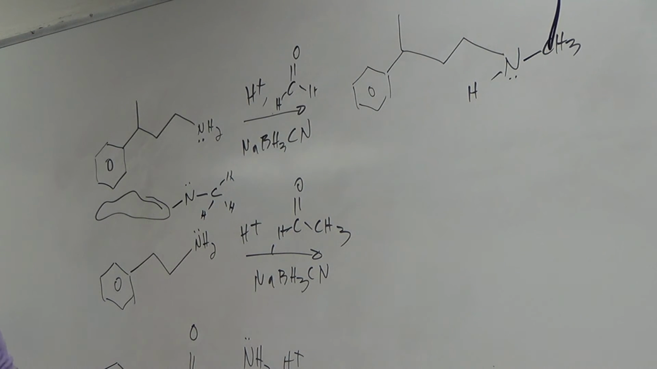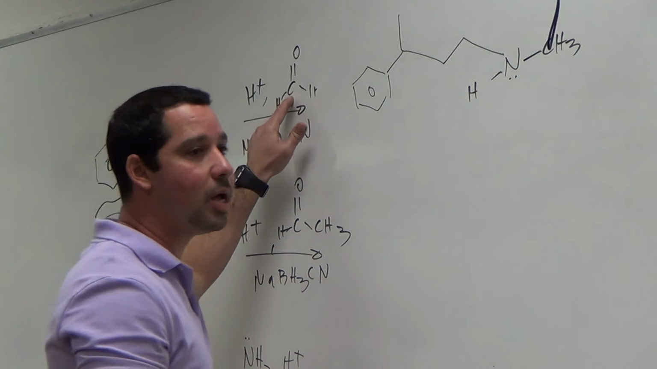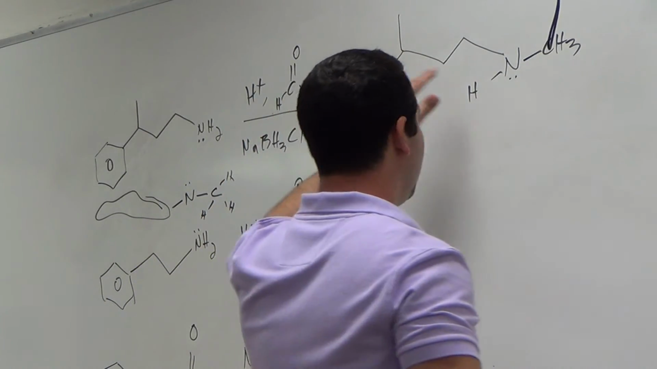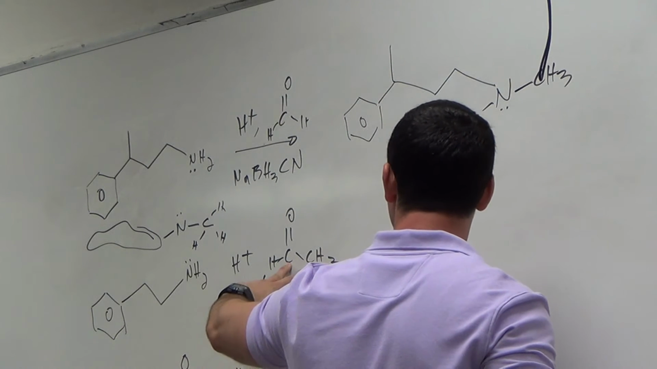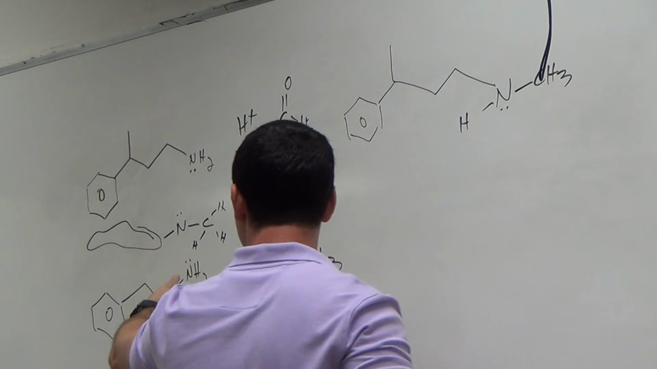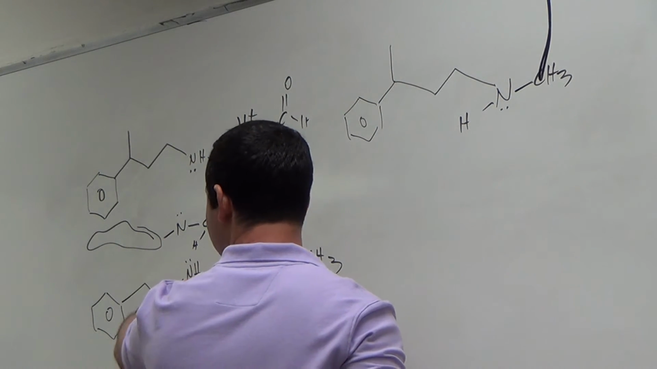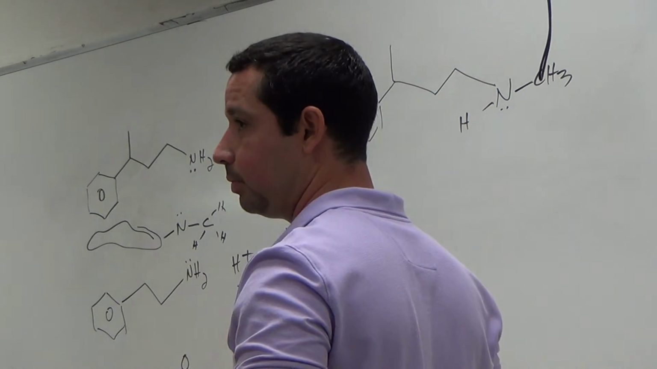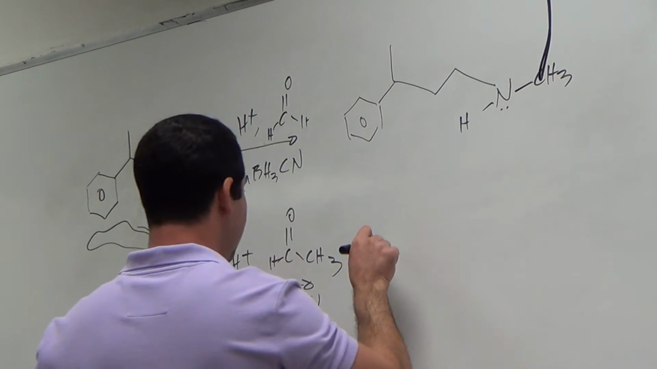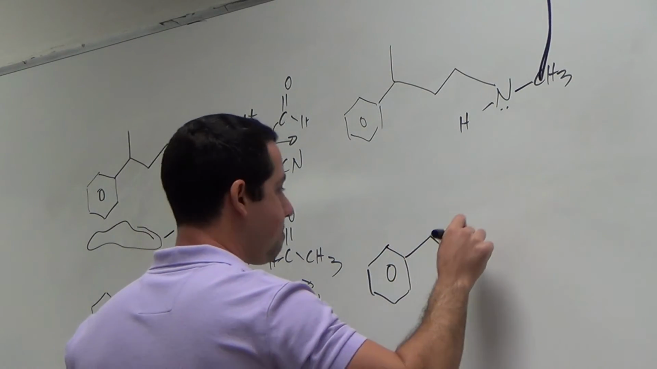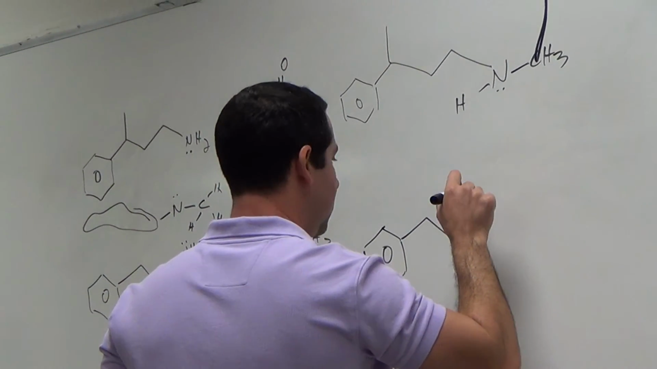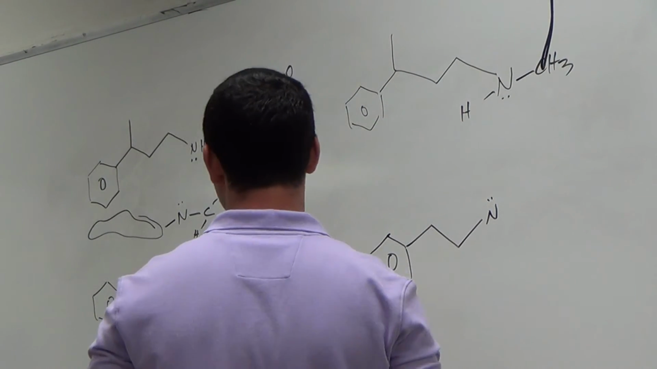So the idea is, this is formaldehyde. Formaldehyde will give you here a CH3. If you use something with two carbons, it will give you here a CH2CH3. Yes? And that's okay. Let's do it. That's the purpose of us doing this.